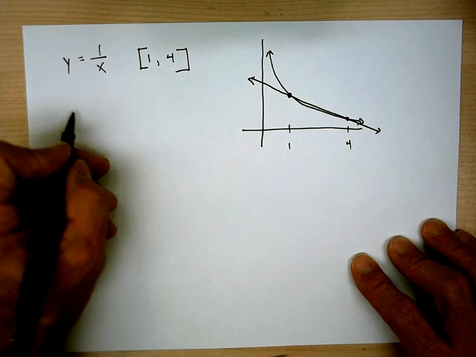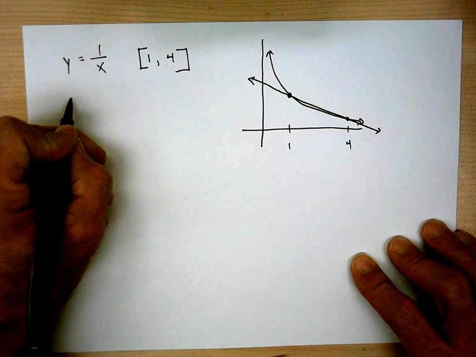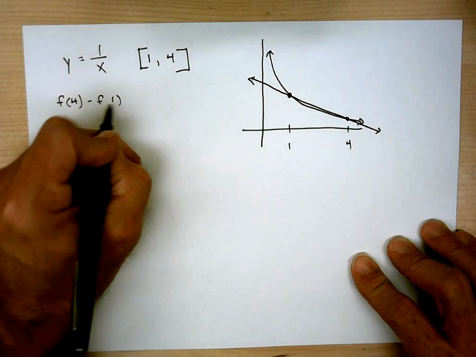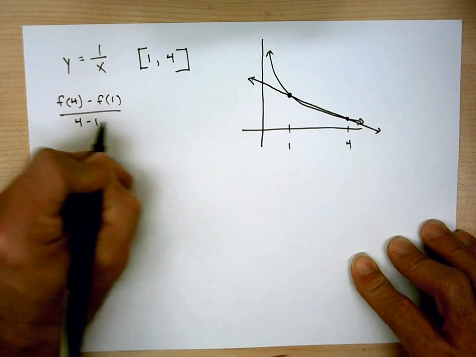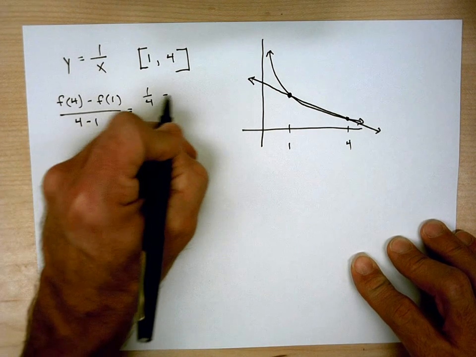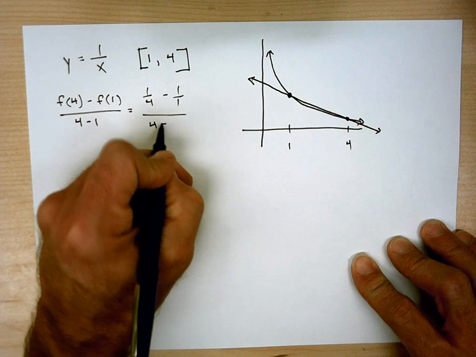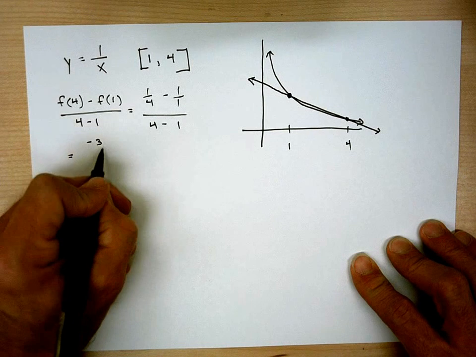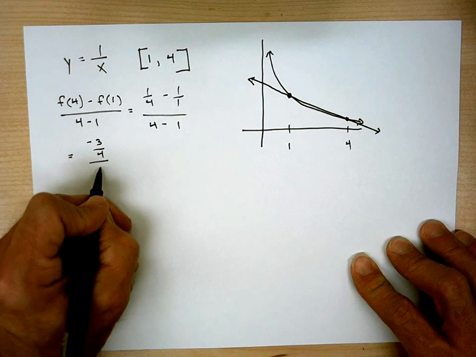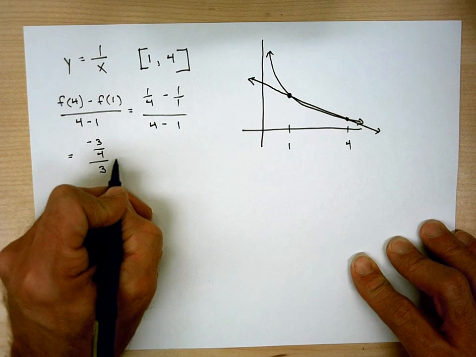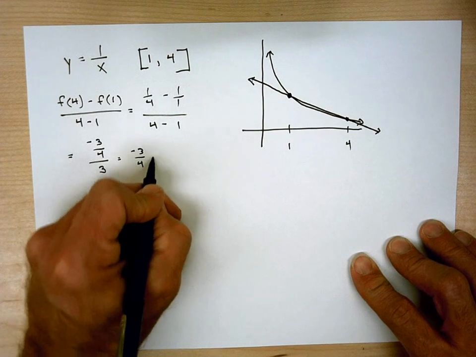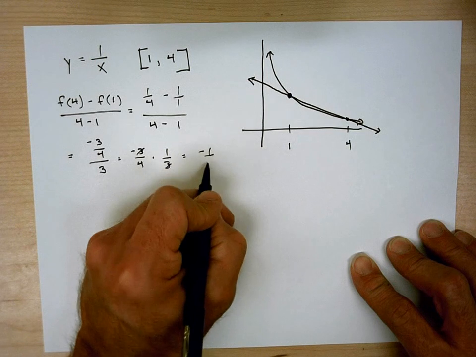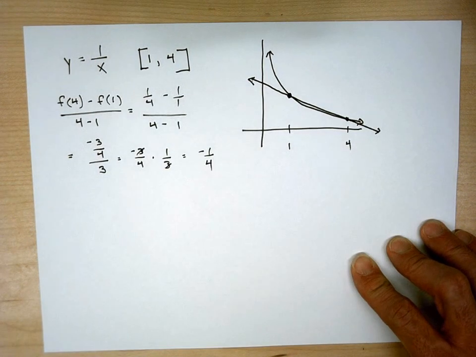All right. So if we find the slope of the secant line, we can say that f of 4 minus f of 1, over 4 minus 1. Well, that's just going to be 1/4 minus 1, over 4 minus 1. So that's going to be what? Negative 3/4 over 3. So dividing, you can just multiply by the reciprocal, right? Those cancel, and I end up with negative 1/4. I went through that quickly, but you should be able to verify that.